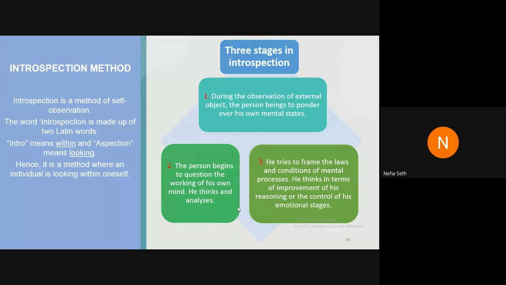He thinks in terms of improving his reasoning or controlling his or her emotional state. Now, once we understand how and where we are triggered by any kind of situation or external factor, then we can work on improving our emotional and psychological state as well. So when we are checking our behavior and trying to improve it, we are following the introspection method.